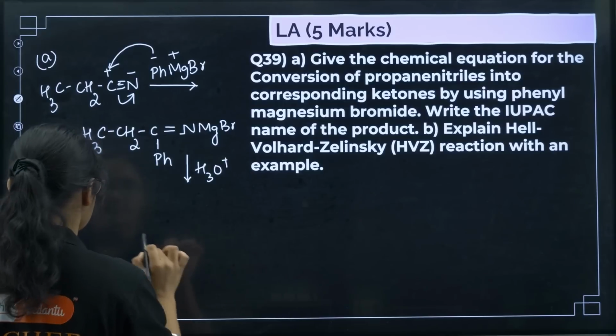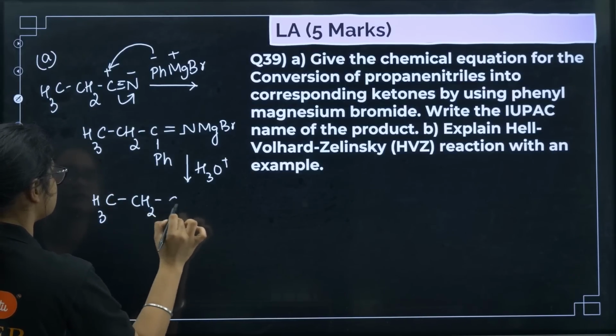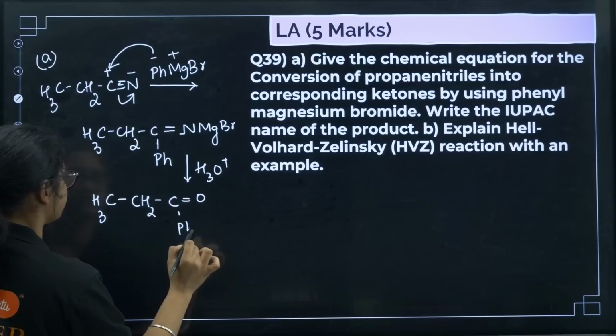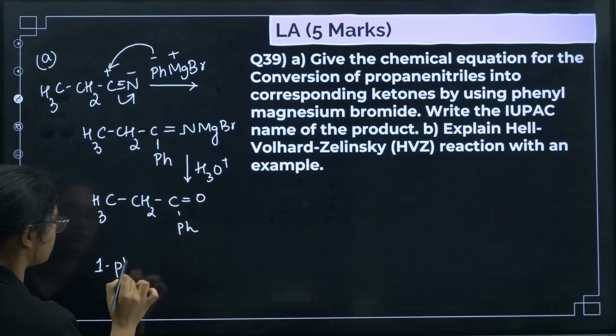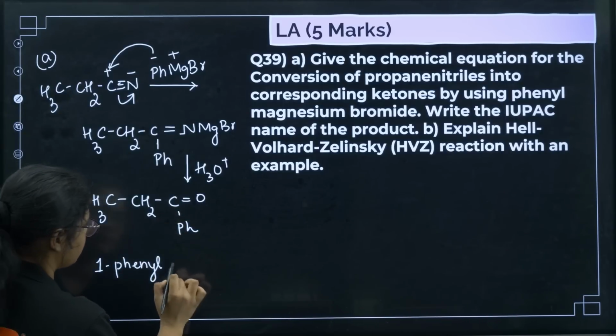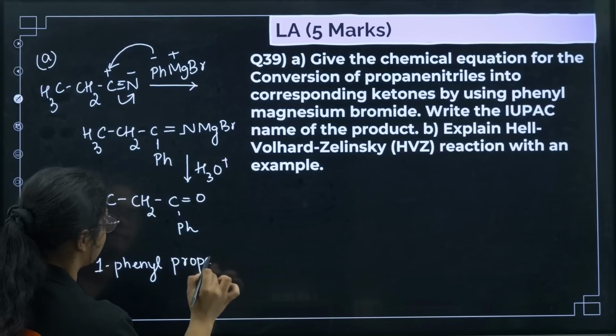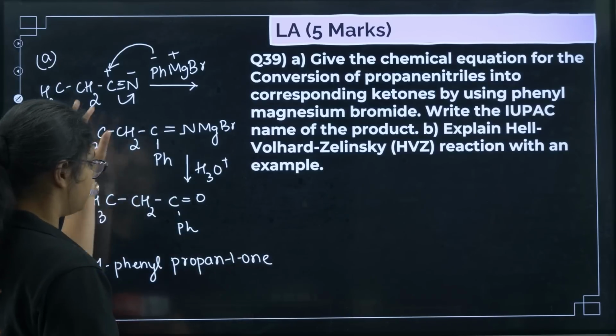Here I will get CH3, CH2, C double bond O and pH. Okay. So now what will happen? Here, what is the IUPAC name of this one? 1-phenyl. Okay. 1-phenyl propan-1-one. Okay. So here you will get 3 marks.